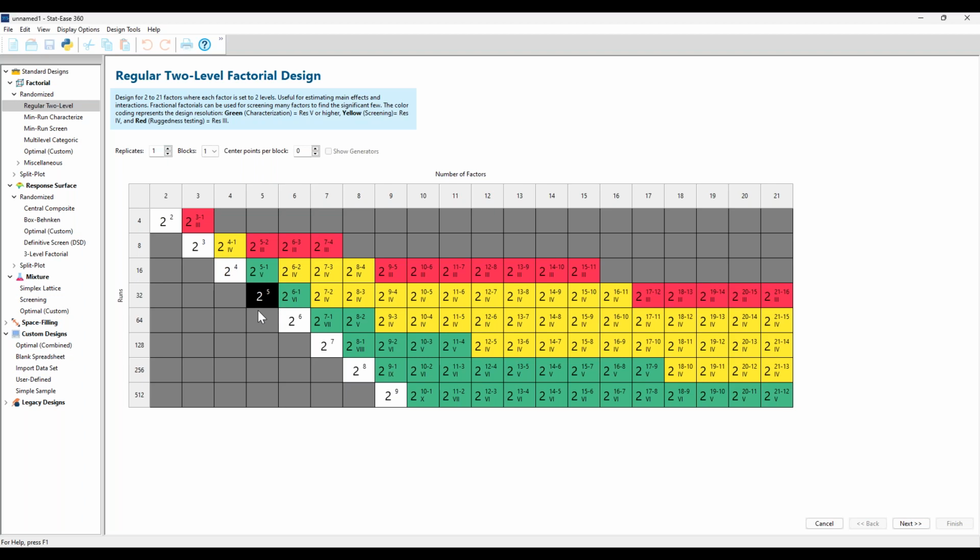Let me call your attention, though, to right above it, there is a green design with 16 runs, so half as much work. What we're going to suggest to you is oftentimes these green designs will also get the job done if you're trying to characterize the system. Yellow might be good for screening designs. Red, by and large, we won't use those for anything. So I'll hit next.